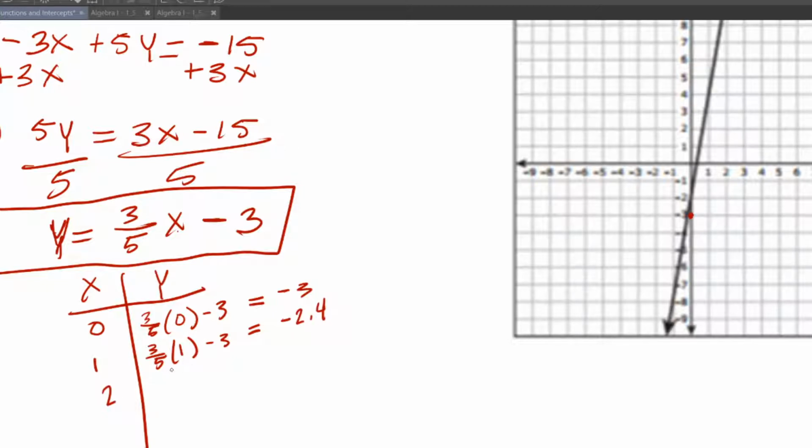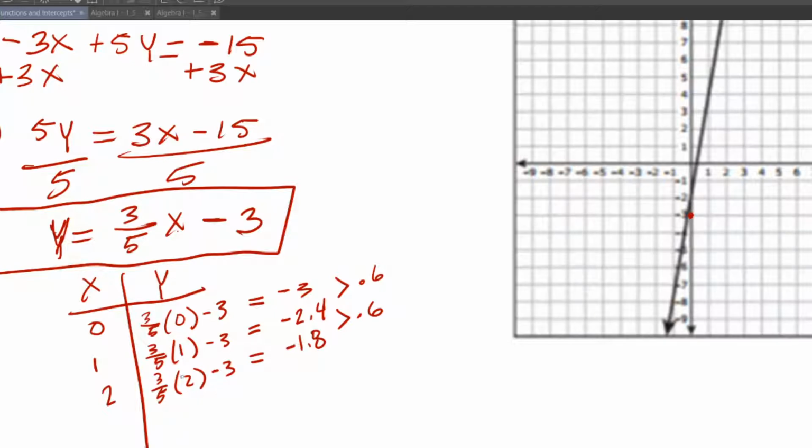And once you get the hang of this, I'll show you something here. 3 over 5 times 2 minus 3. So 3 times 2, 6 divided by 5, 1.2 minus 3. Negative 1.8. Okay, now let's stop here. So we see this is changing by 0.6. This is changing by 0.6.